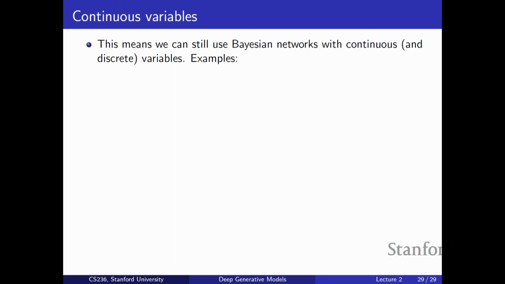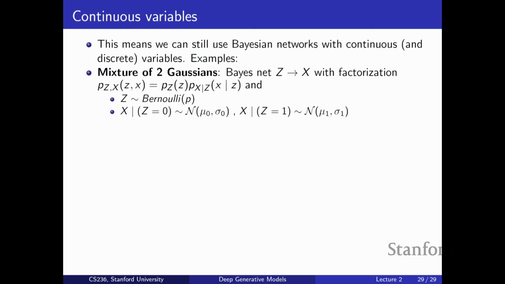We can use Bayesian networks, or we can use neural networks plus Bayesian networks in different ways to get different types of generative models. So for example, you can get a mixture of 2 Gaussians using a simple Bayesian network with 2 random variables, z and x. X has z as a parent, z doesn't have any parent. And so what it means is that the joint over x and z can be factorized as the probability of z times the probability of x given z.